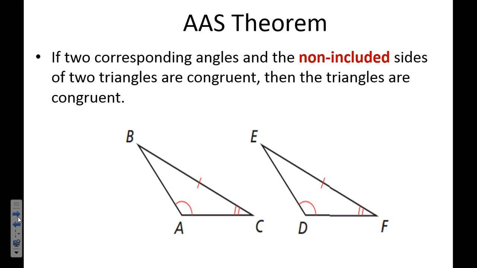So notice here how we skipped a side. They're all clustered together down here. We went from angle to side. Non-included side. Okay?